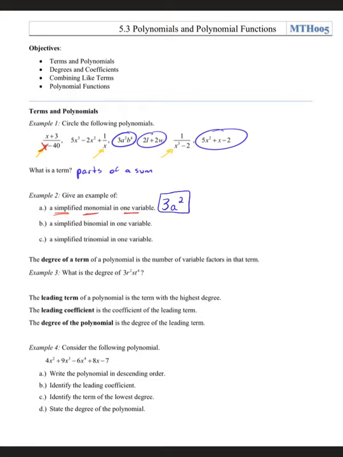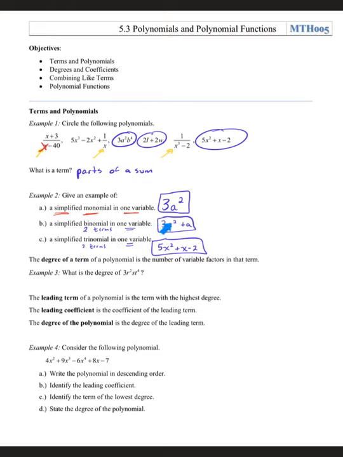The next one, a simplified binomial in one variable, and letter C is a simplified trinomial. What I want you to do is pause your video and see if you can write a simplified binomial in one variable and a simplified trinomial in one variable. Okay, you can see here a simplified binomial. Binomial means two terms, trinomial means three terms.